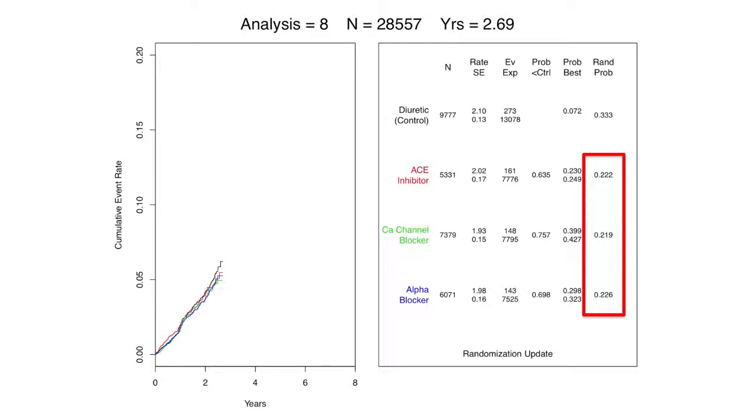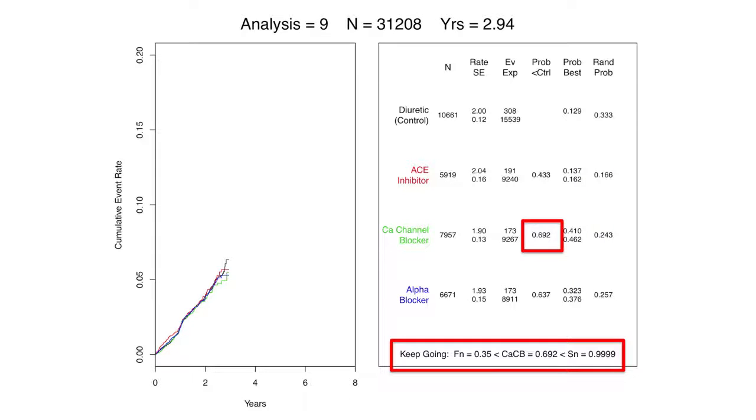And interestingly, at 29,000 patients, we're back to nearly even randomization across all three comparator arms. While calcium channel blockers is the best, it has the lowest hazard ratio, that arm has the most patients already. After 30,000 patients, we have another early stopping look. The probability the best arm is better than diuretic is 69%, higher than the 35% that would meet a futility stopping bound, but not nearly high enough to stop early for success.